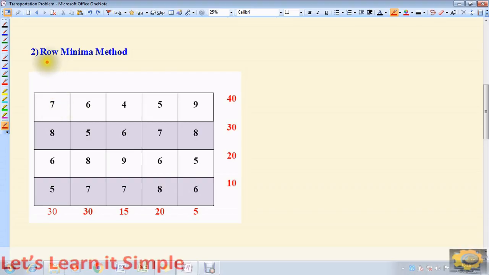So the next method is called the row minimum method. In the row minimum method, we first take the first row and look for the least cost in the first row, the minimum value in the first row. So the minimum value in the first row is 4.